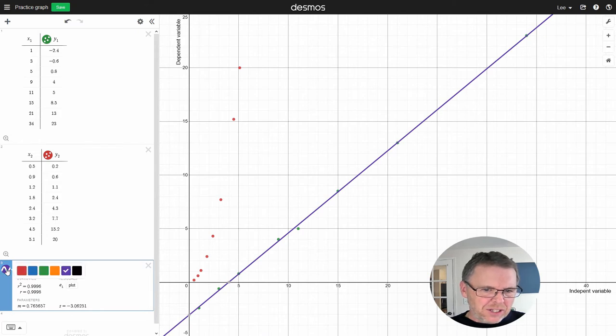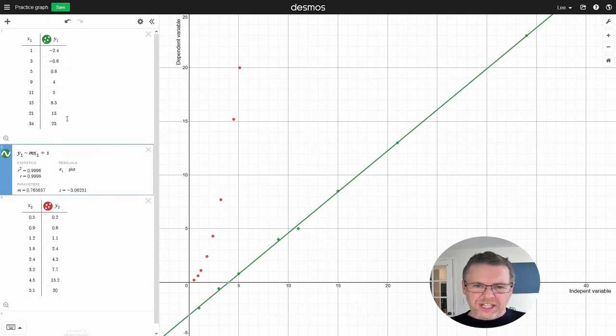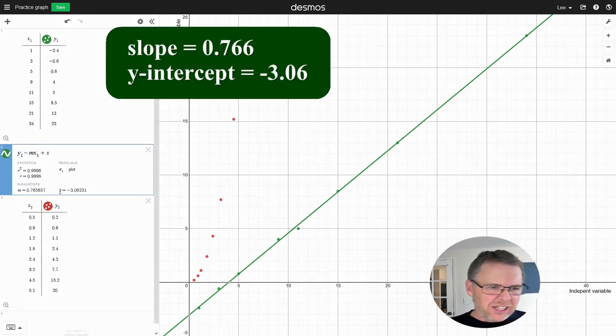So I'm going to make it match my color here, and I'm going to drag that up here so those two are together. Now I've got a nice straight line. I know the slope is 0.766, call it, and the y-intercept is negative 0.31. Sure enough, that's down here.